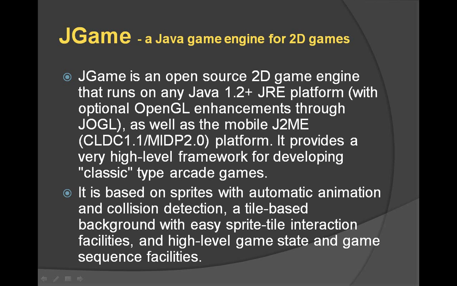JGame is a Java game engine for 2D games. JGame is an open-source 2D game engine that runs on any Java 1.2 or higher Java runtime environment platform with optional OpenGL enhancements through JOGL, as well as the mobile J2ME platform. It provides a very high-level framework for developing classic-type arcade games. It's based on sprites with automatic animation and collision detection, a tile-based background with easy sprite-tile interaction facilities, and high-level game state and game sequence facilities.